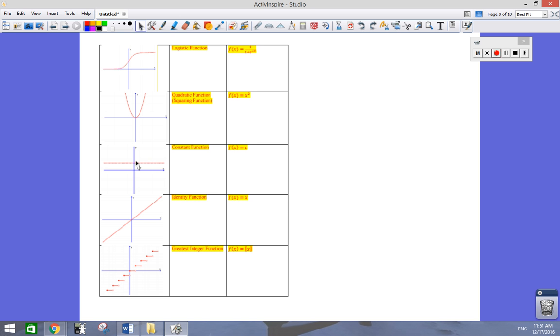Here we have a constant function. Here we have the identity function. The input and output is identical. This is a specific type of step function. It's called the greatest integer function.